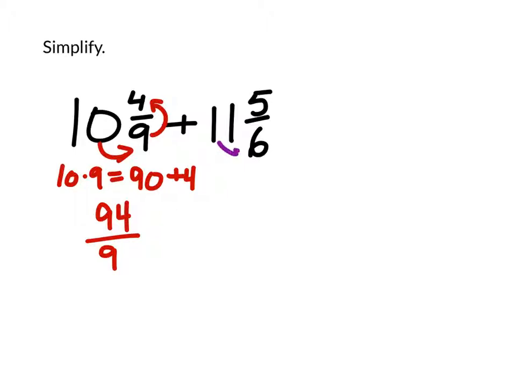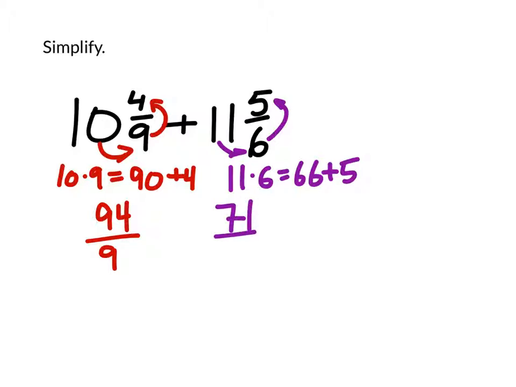And we'll do the same thing with 11 and 5/6. 11 times 6, which is 66. And then plus the 5 gives us 71. And again, we retain the denominator we had before. So 94 ninths plus 71 sixths. And we could use the lowest common denominator. We could use just a common denominator. It wouldn't matter. We just need the denominators to be the same.